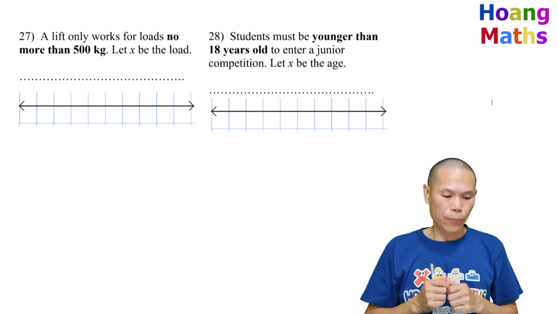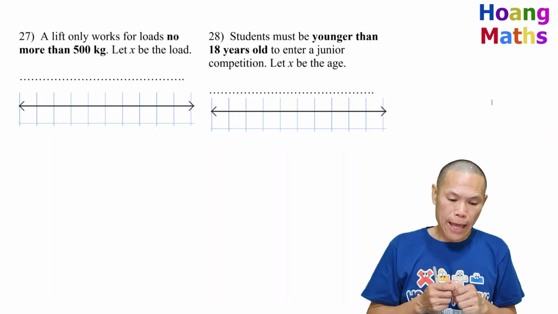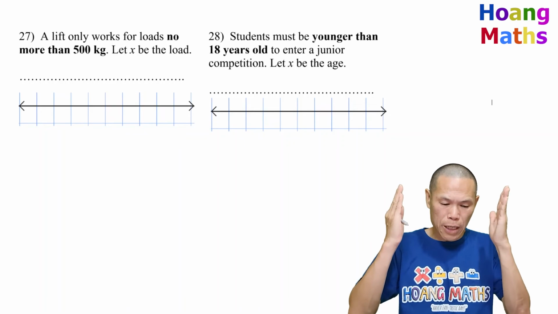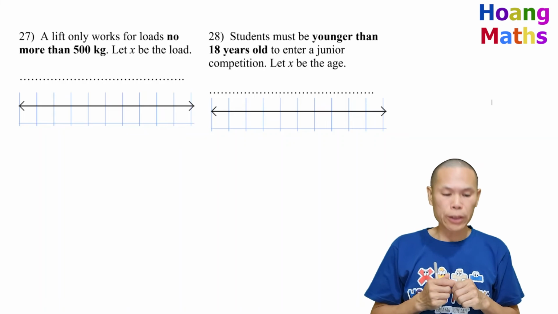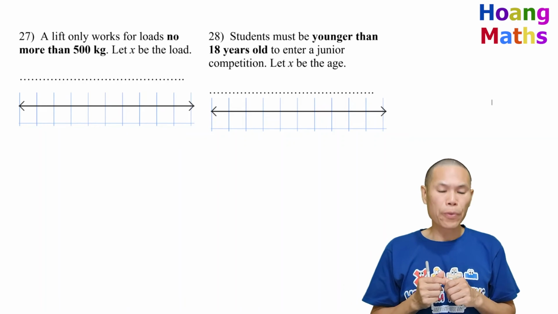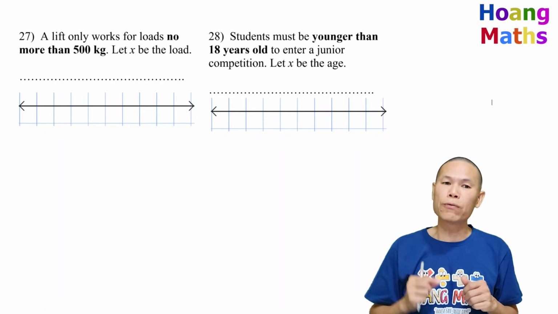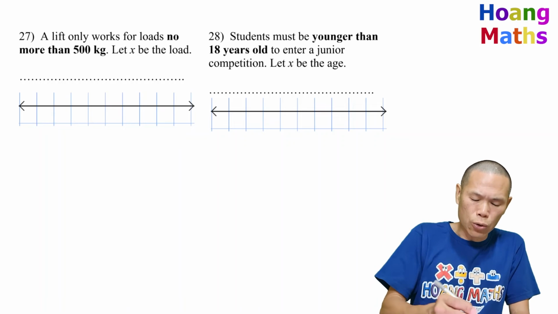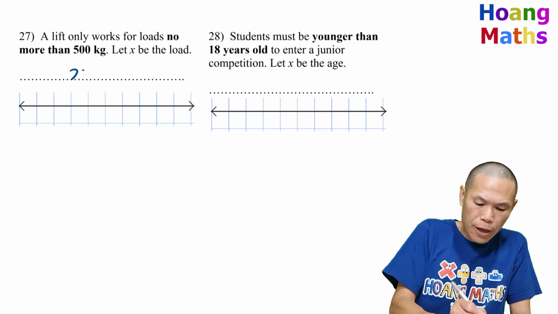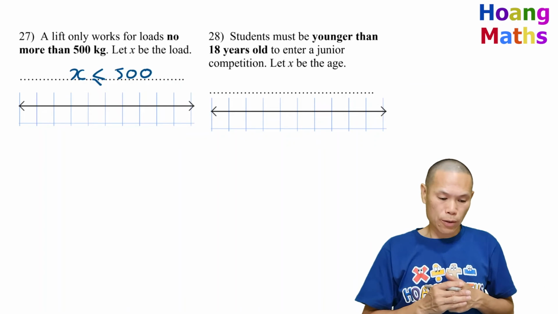Question 27. A lift only works for loads no more than 500 kilograms, and let X be the load. So that means no more than 500 kilograms. It can be equal to 500 because 500 is not more than 500, so that means including. So X must be less than or equal to 500 in order to be working.